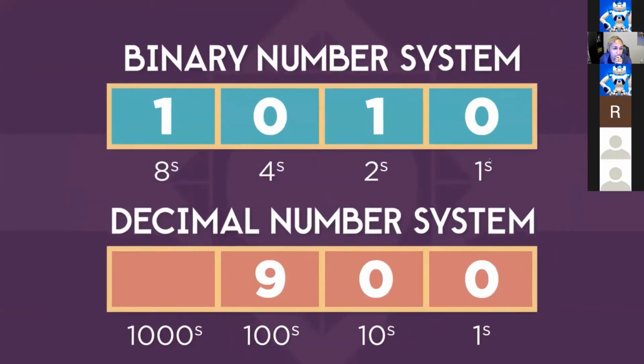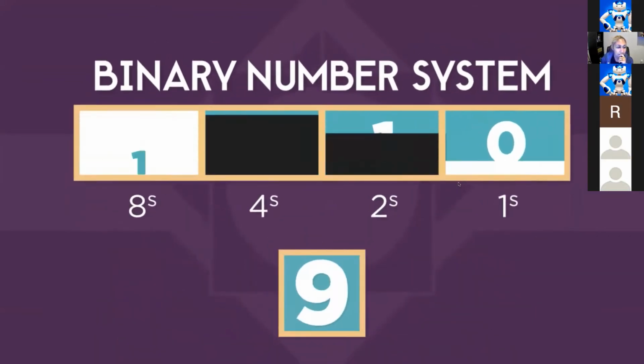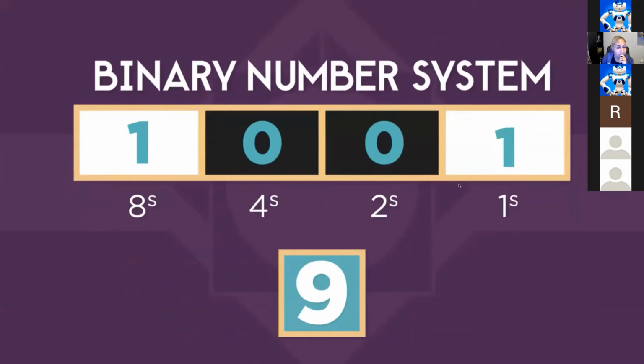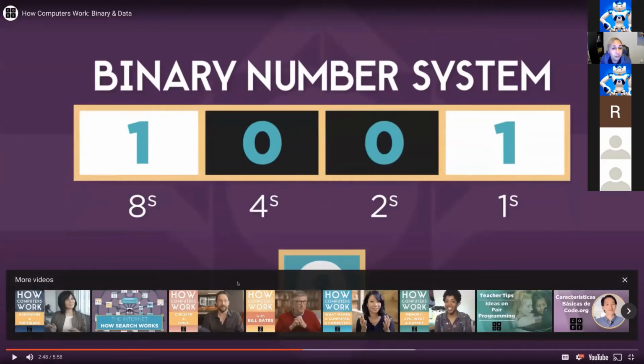For example, the number 9 in binary is 1001. Notice that here, we're adding up only the ones that have a 1 in them. So we have the 8 plus the 1, and that's giving us 9.